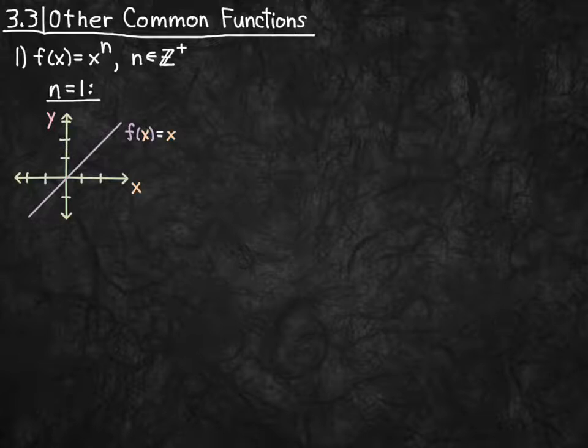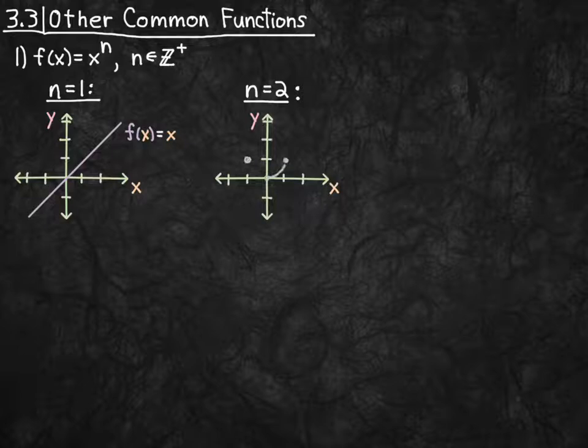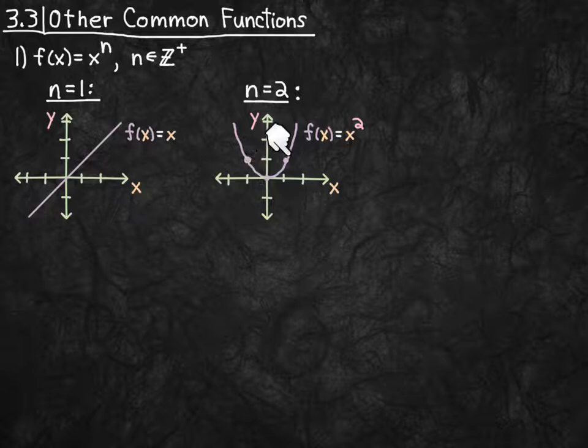For n equals 2, we get this parabola, with the vertex at the origin. And if you go to the right one, you go up 1, you get another point. To the left one and up 1, you get another point. And that's because the coefficient on the x squared is a 1.